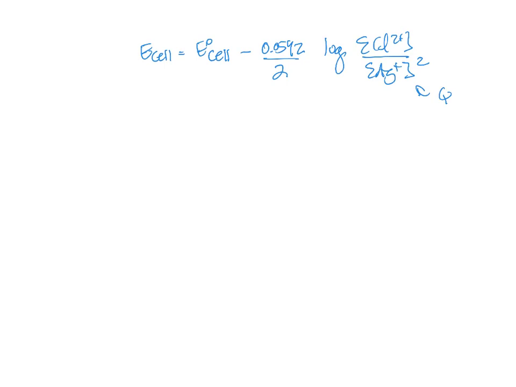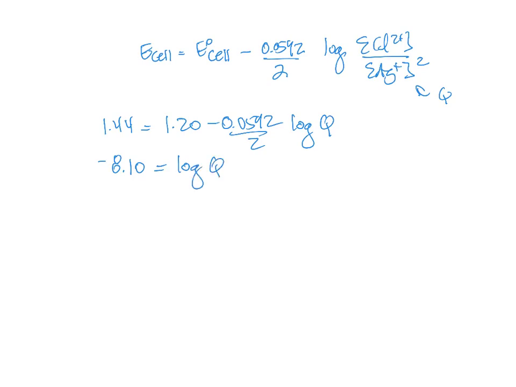So let's put the numbers in. I have a 1.44 equal to a 1.20 minus the 0.0592 over 2, and let's just call this the log of Q. As we do our math, we will see that minus 8.10 is going to be equal to the log of Q. I combine the math. And Q is going to be equal to 10 to the minus 8.10. That turns out to be 7.9 times 10 to the minus 9 molar.